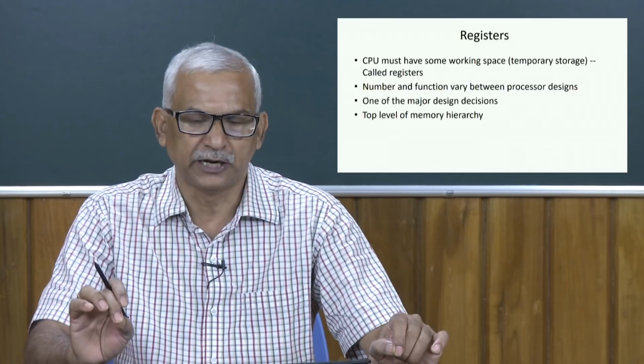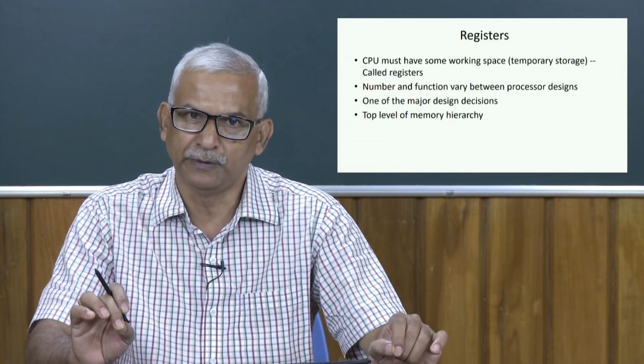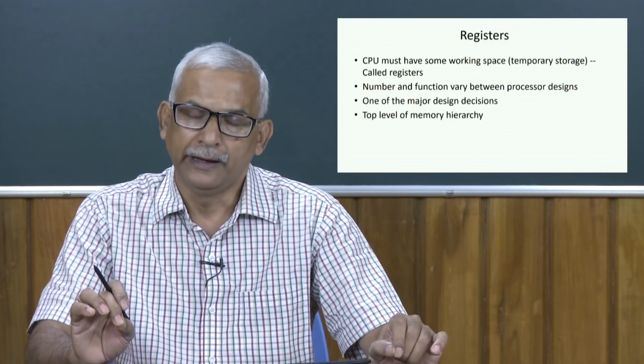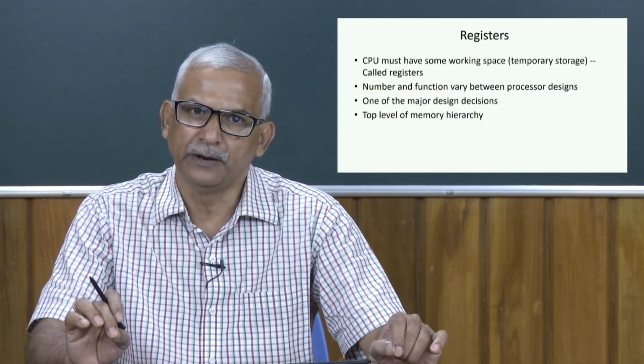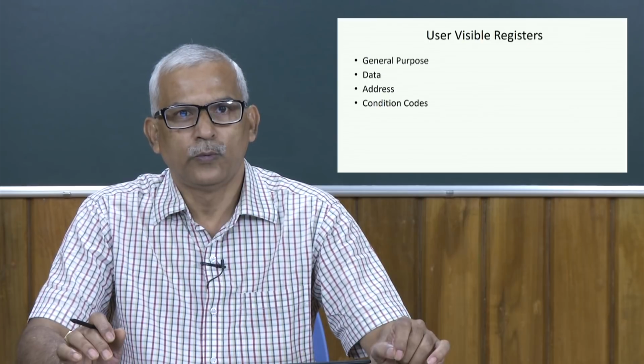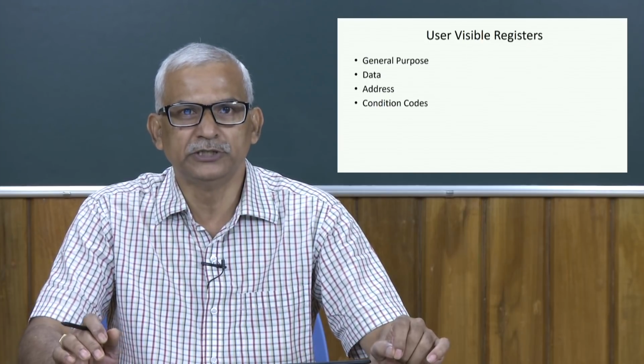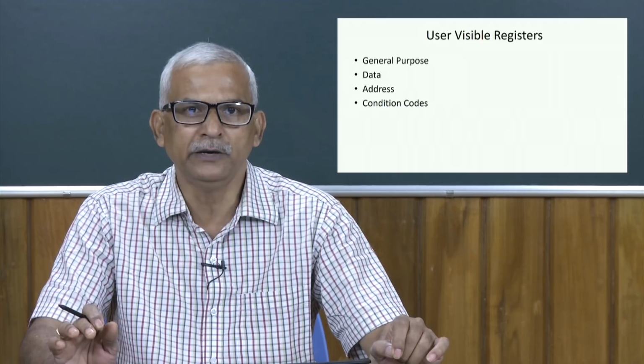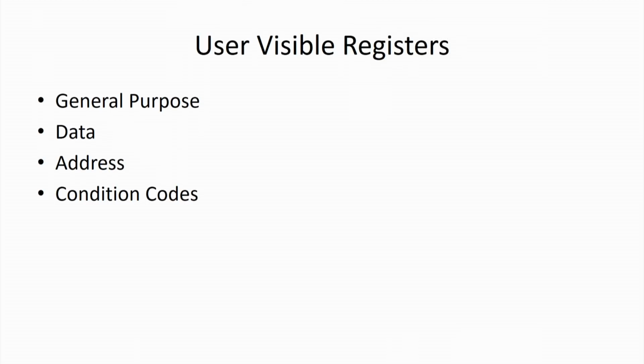Registers are nothing but temporary storage units placed inside the processor itself, and the processor is going to work with the information available in the registers. So, what are those registers? Registers can be categorized into different parts. One is known as user visible registers. Why are they called user visible?